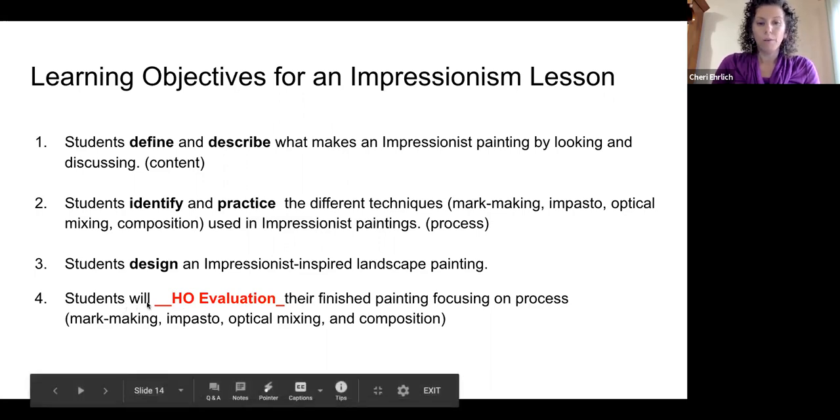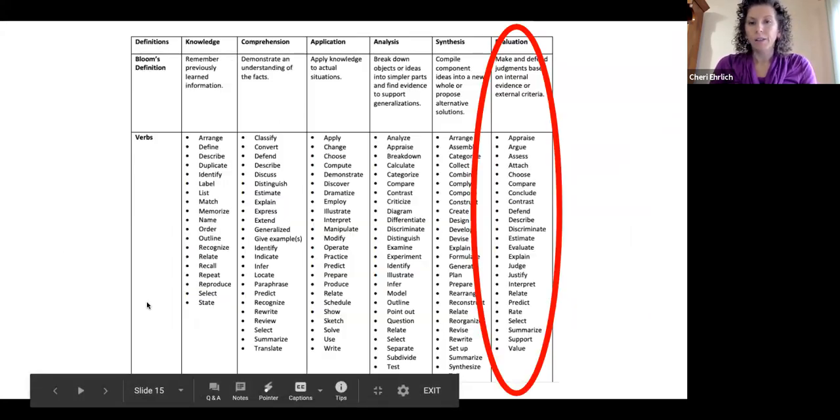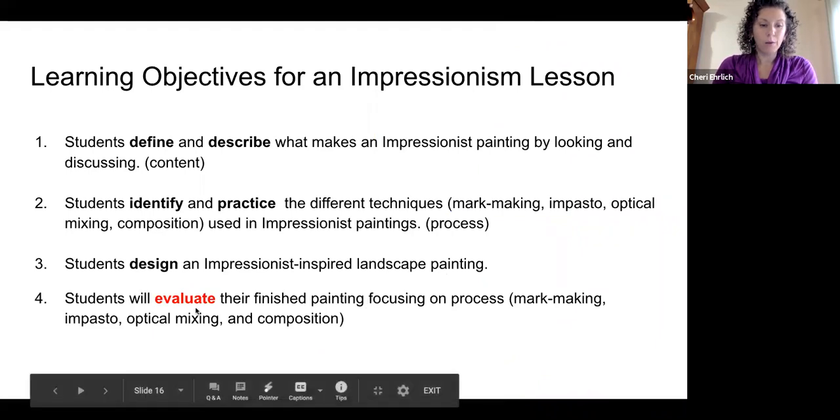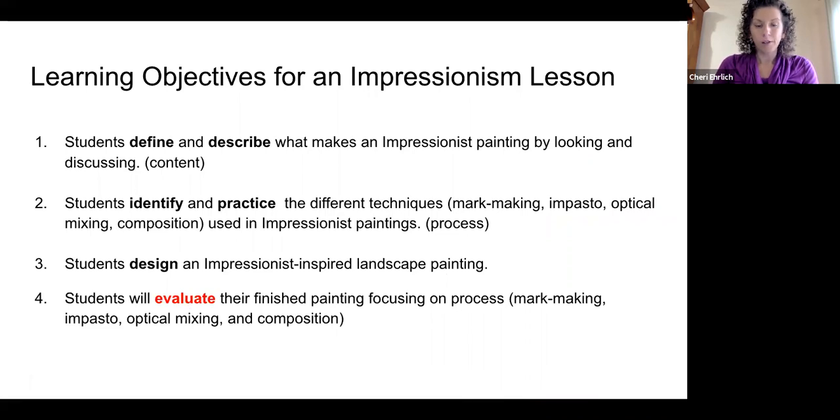So I'm going to look back again at the evaluation category, right? And I'm just going to actually pick the word evaluate. It could also be explain. Maybe they had to justify some of their choices, but we'll go back to evaluate and put that here. So students will evaluate their finished painting, focusing on process.